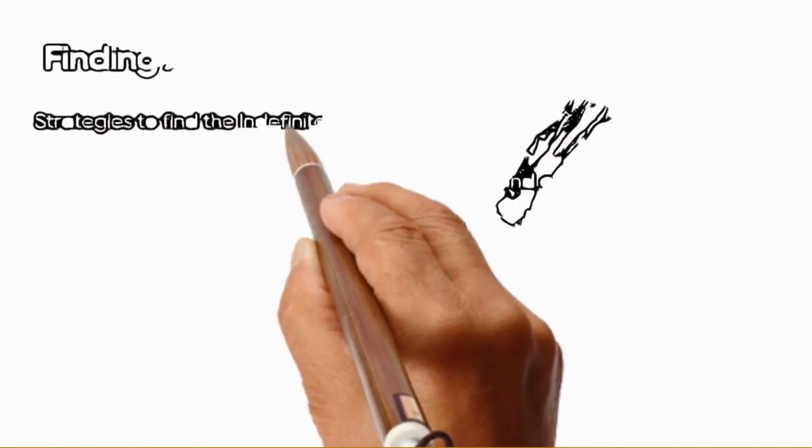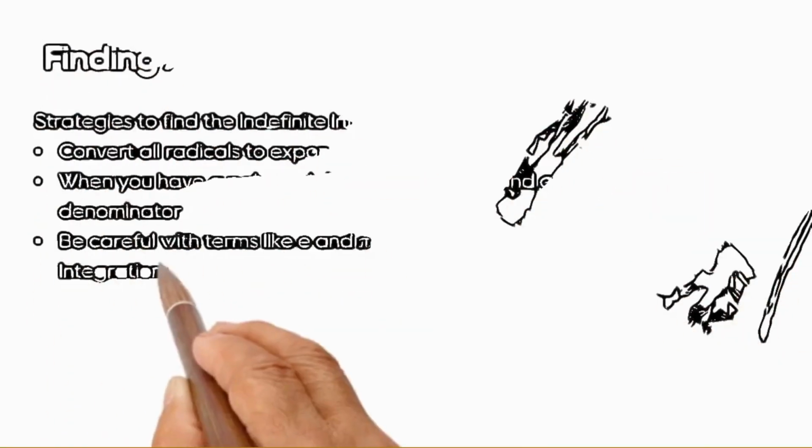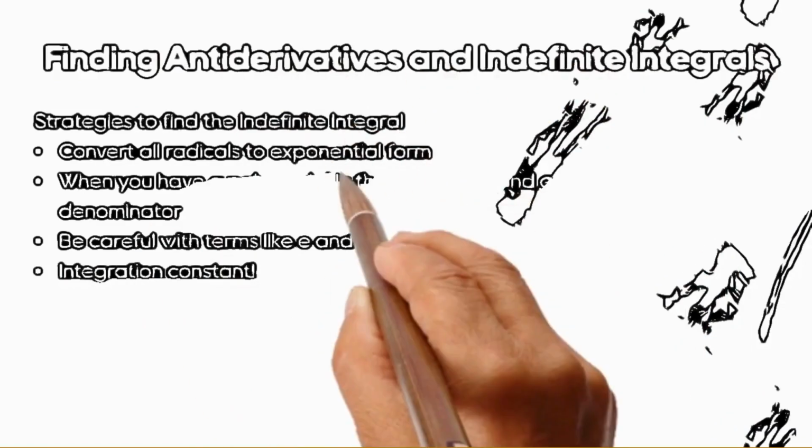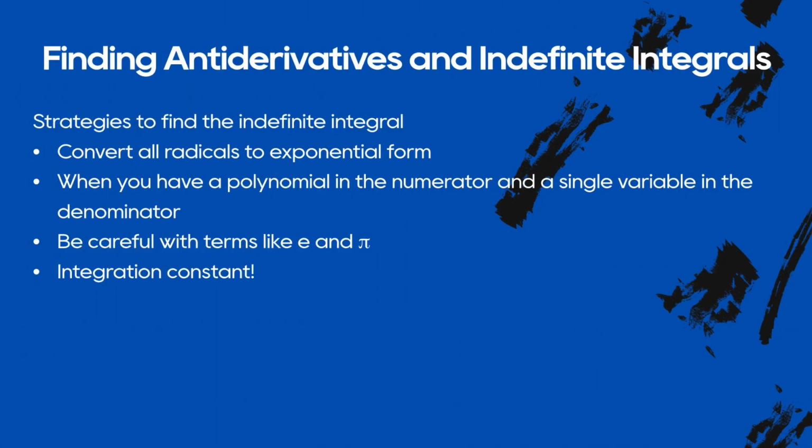Now finding antiderivatives and indefinite integrals. Now these are some key strategies. So basically, convert all radicals to exponential forms. And whenever you have a polynomial in the numerator and a single variable in the denominator, divide both of the expressions. And be careful with terms like e and pi. For example, the integral of e with respect to x will be e times x because e is a constant and so is pi. And don't forget your integration constant.